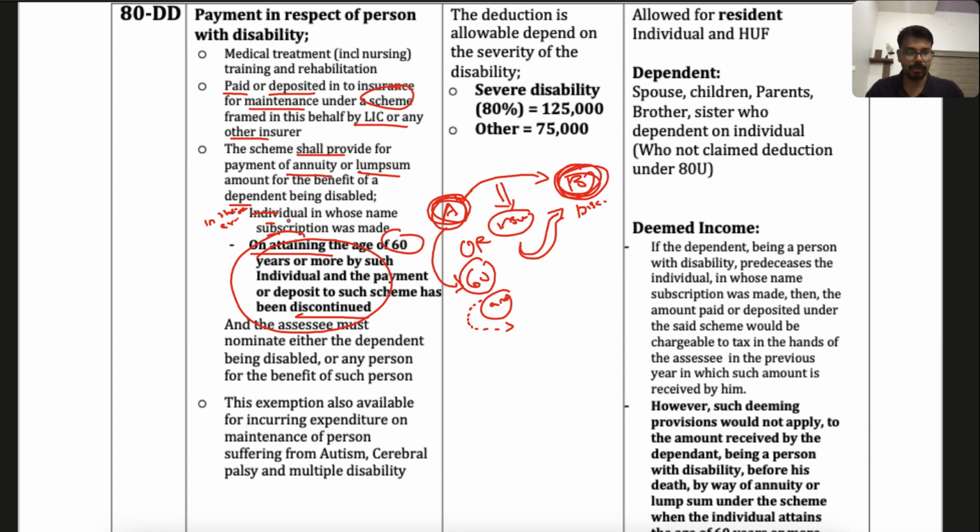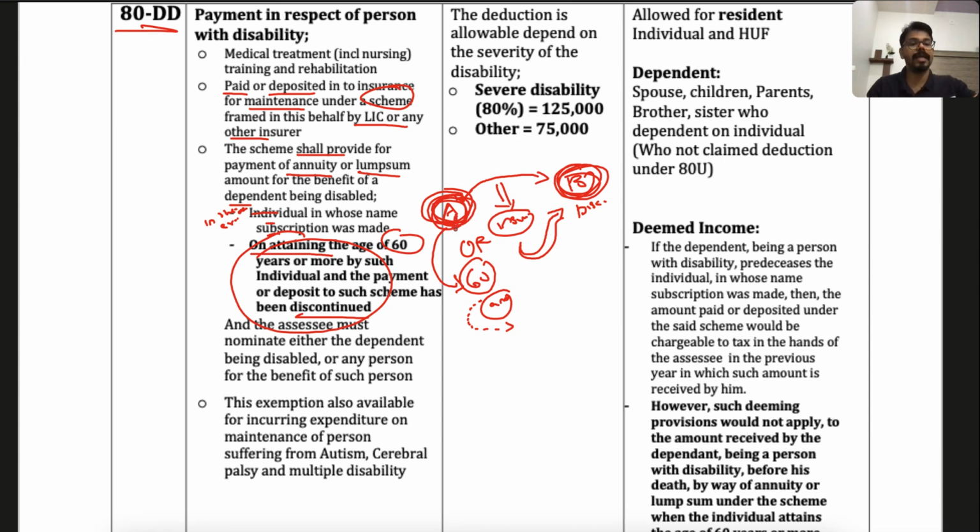So I'll tell you once again. Mr. A has taken an insurance for the benefit of Mr. B, who is a disabled person, right? Those will also be eligible under 80DD, as they will be deemed as maintaining Mr. B. But then that scheme shall provide for what? That insurance scheme shall provide for paying the amount to Mr. B in the event of death of Mr. A. That's one condition.